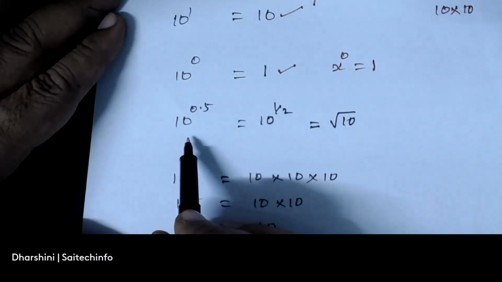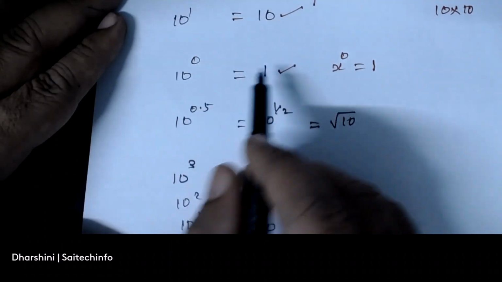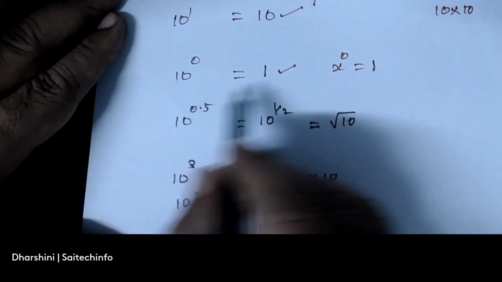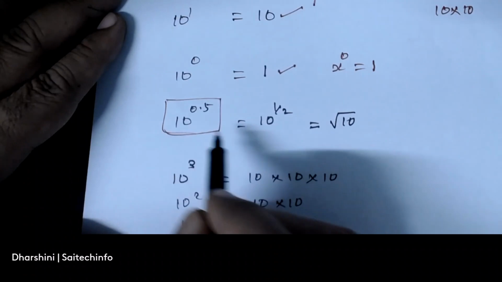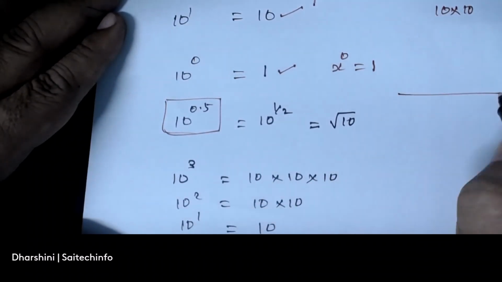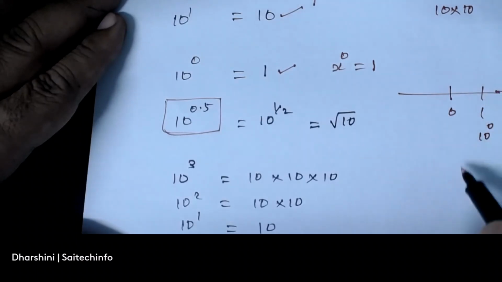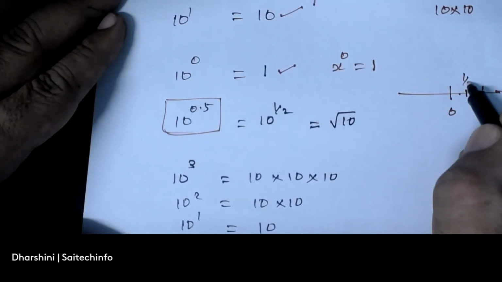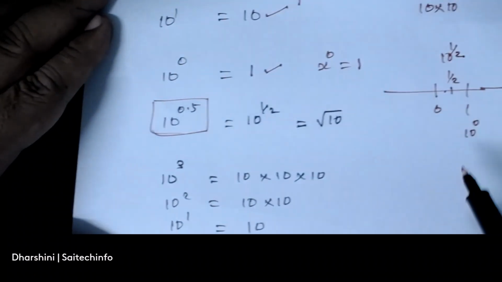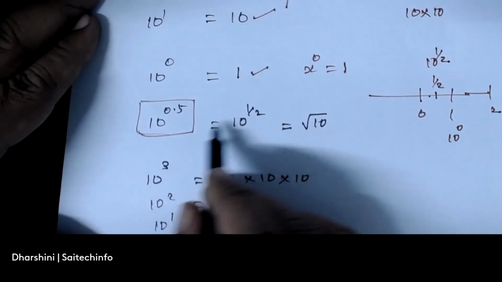But here, when it comes down, when it is a fraction, that is less than 1, it becomes 10 power 1 by 2. Let us have a scale like this. This is 0, this is 1, this is 2. In this case, this is 10 power 0, that is equal to 1. So when it comes here, let me say that is exactly 1 by 2, it means 10 power half. So 10 power half is nothing but 10 power 0.5.